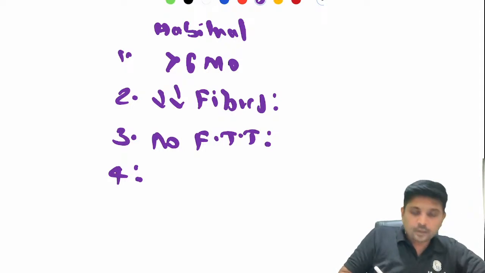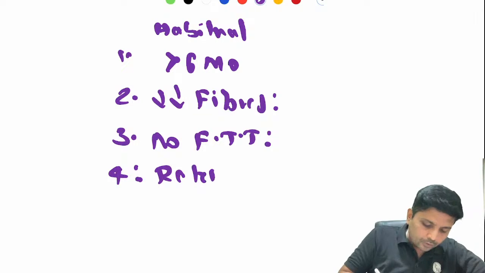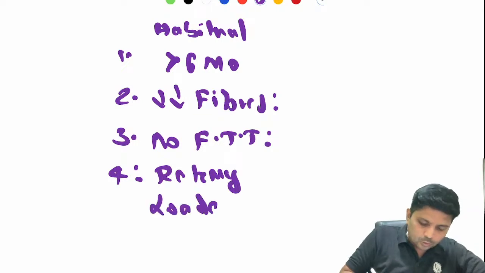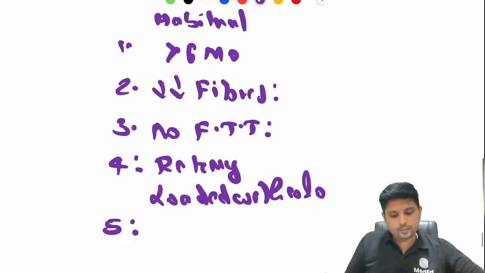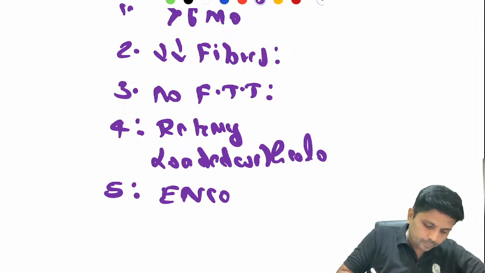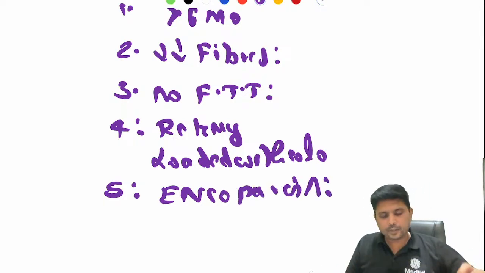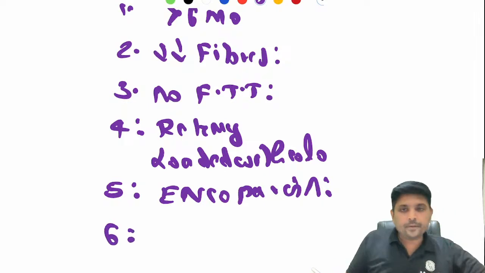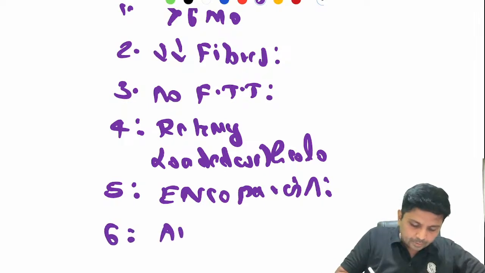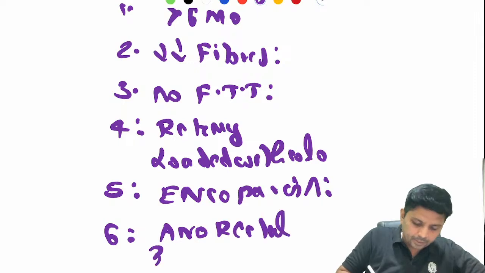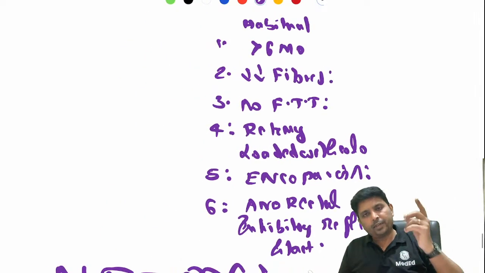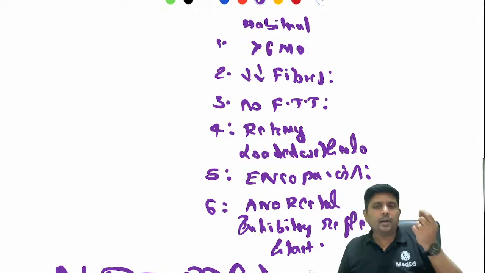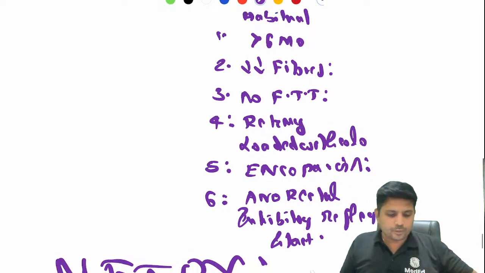Second point, your rectum will be loaded with stool. Next point is, you can have encopresis, which is a leakage of the liquid part of the stool. And finally, the anorectal inhibitory reflex is intact. That means when you stimulate the anus, the lower rectal sphincter will relax. That happens in case of habitual constipation.